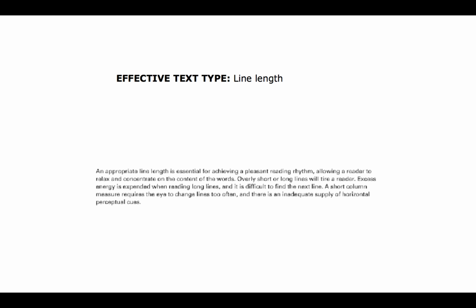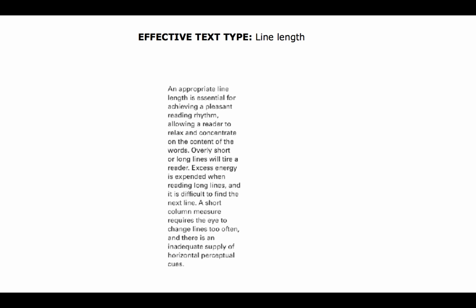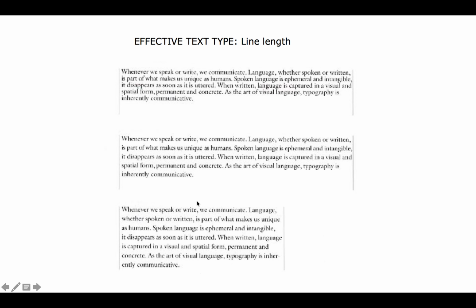A short column measure requires the eye to change lines too often, and then there's an inadequate supply of horizontal perceptual cues. So you don't want things to be too narrow either. An appropriate line length is essential for achieving a pleasant reading rhythm. In this case, you can see the top two are pretty long. The leading helps in the second example, but if we shorten it about two thirds or a third of the way of the width, you can see this is much more manageable. It's easy to find the second line.